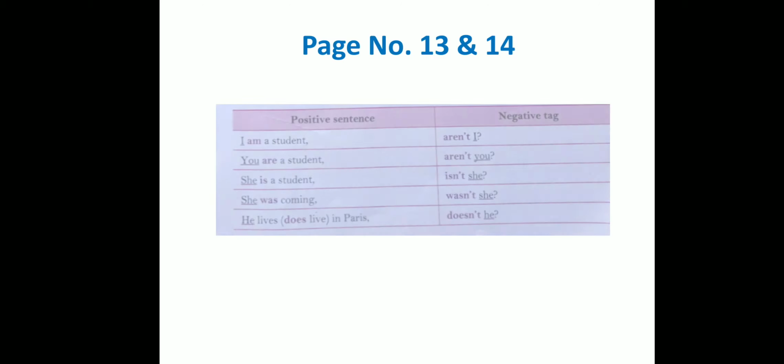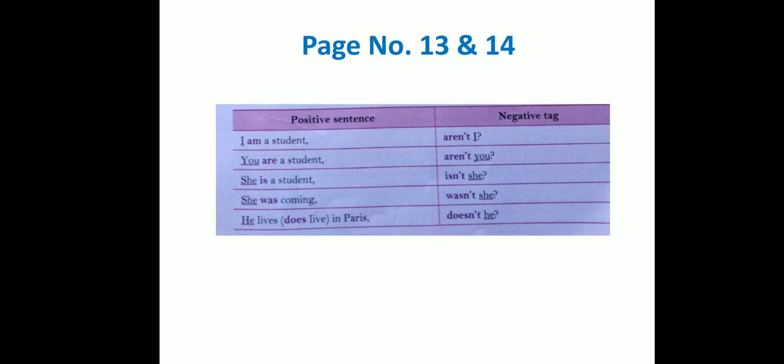After this, I've taken something from your book. This is on page number 13 and 14 of your book. It is a table. Here, this is a big table where they have explained what kind of question tag you will add. I'm going to explain this to you in details. So, the positive sentences are given over here. I am a student. Negative tag will be aren't I.